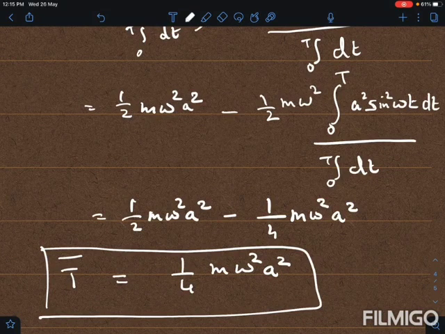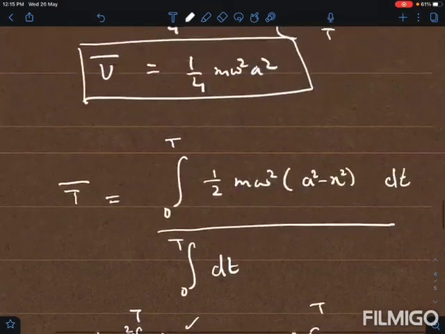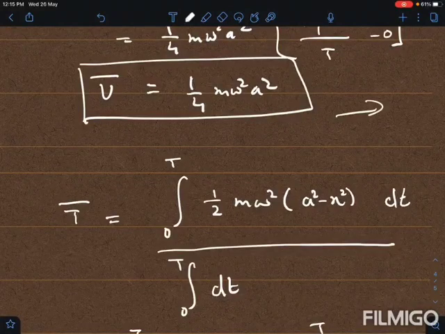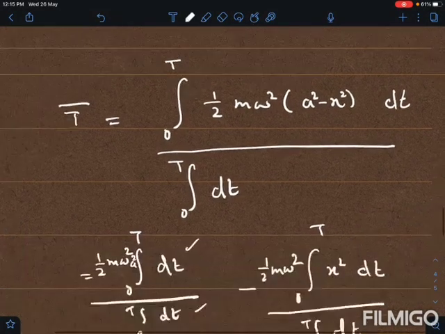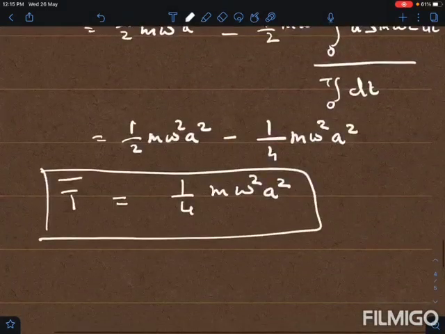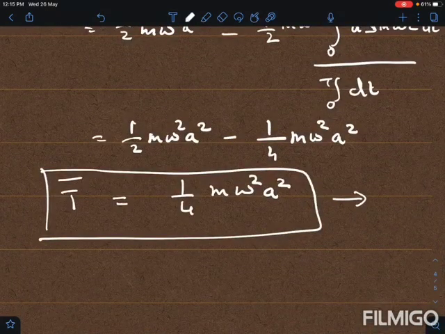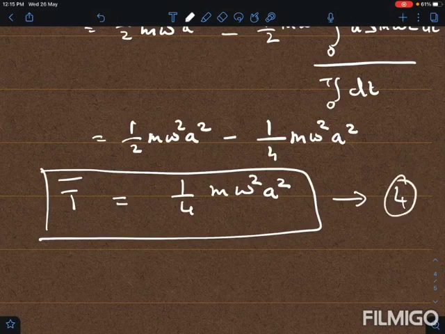So from here you can see that the average potential energy is 1 by 4 m omega square A square, and also the average kinetic energy is again 1 by 4 m omega square A square. And we can conclude that the averages of potential energy and kinetic energy are the same and constant, because it is not varying. The maximum amplitude A is there.